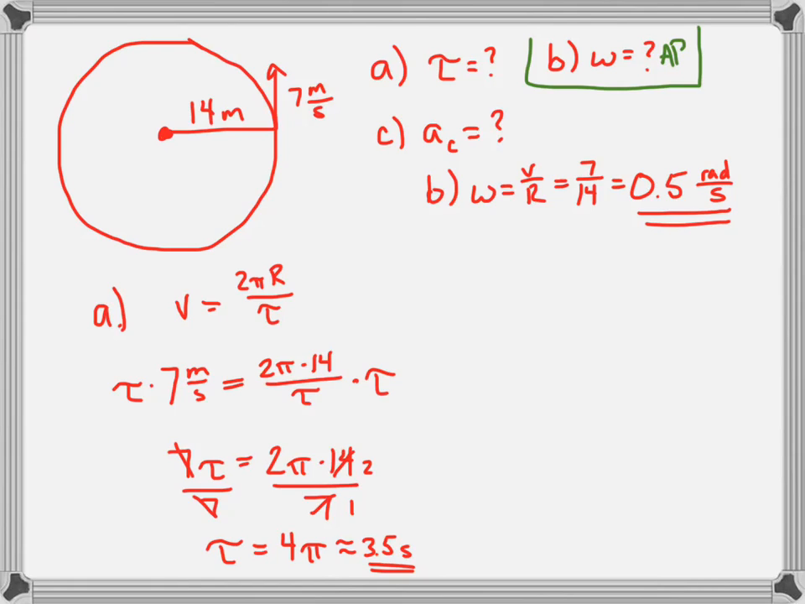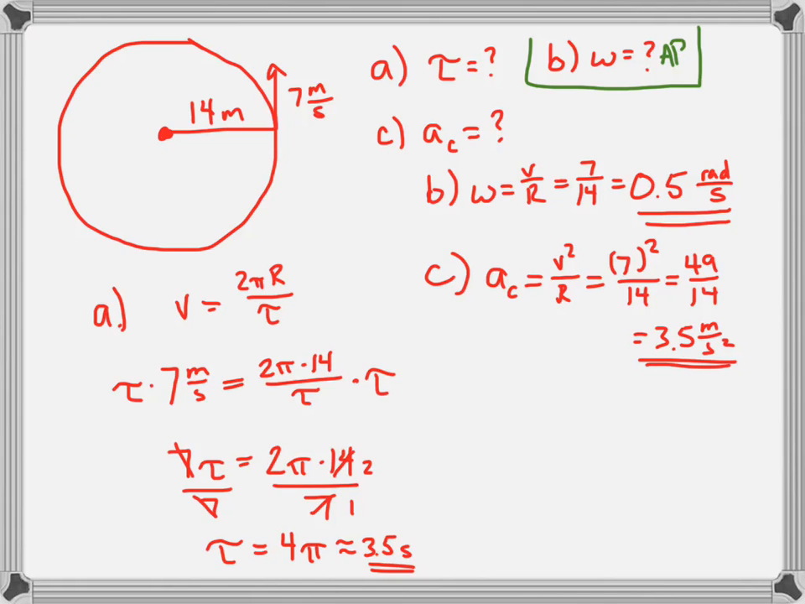So for our angular velocity for this particular problem, the Ferris wheel, we have 0.5 radians per second. And let's finally finish this off by doing part C and figuring out what the centripetal acceleration is. That's going to equal v squared divided by r. So if we take 7 and square that number, and then divide that by the radius r, we have 49 divided by 14, and that turns out to be 3.5. And that's going to be meters per second squared. 3.5 meters per second squared.